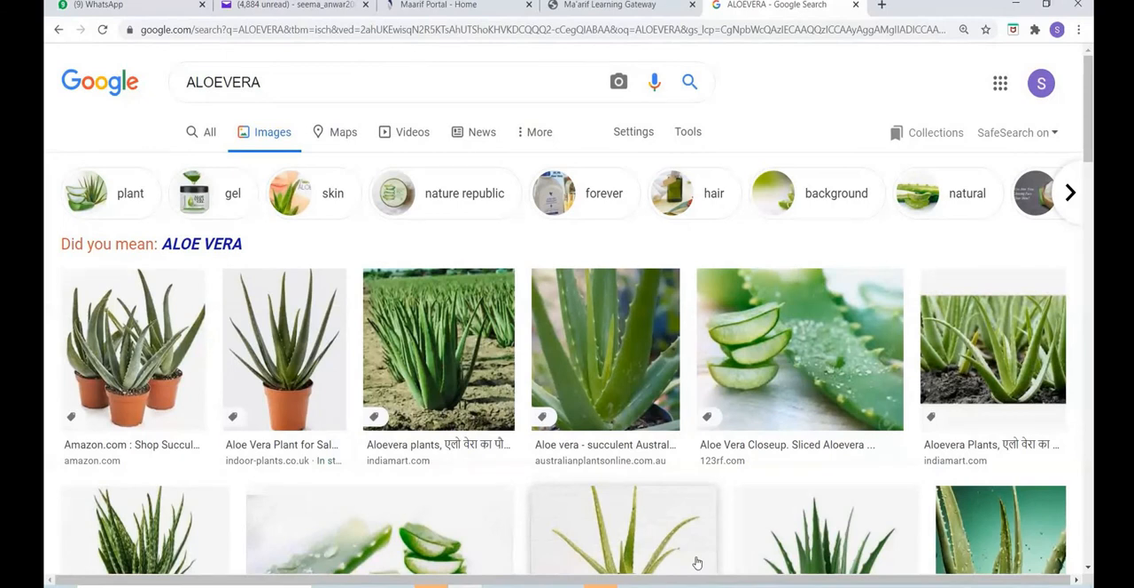Yeah. So all these types of desert plants survive even if you don't water them. They can survive for longer periods, but still you need to water them at least once a week.